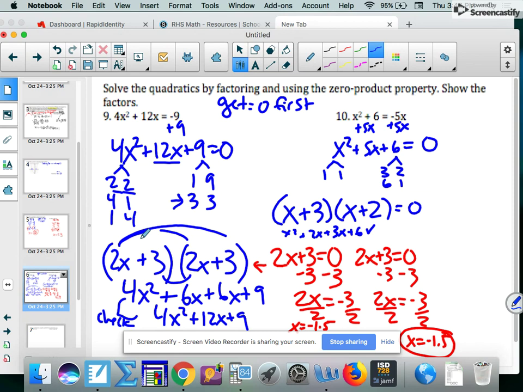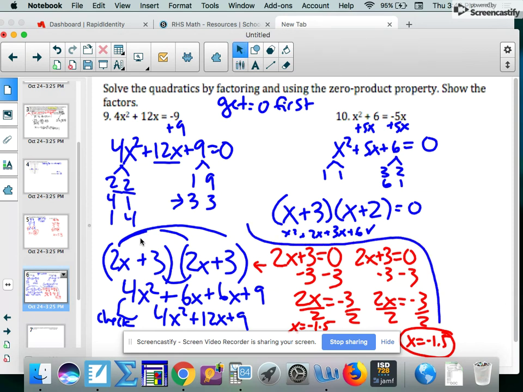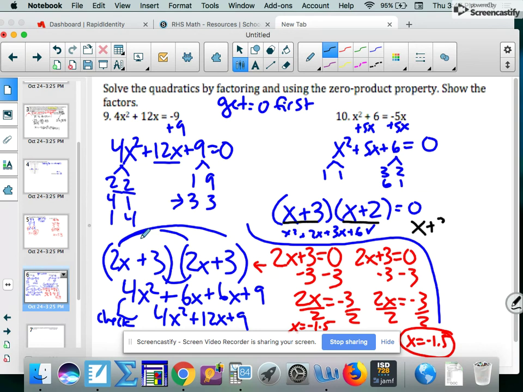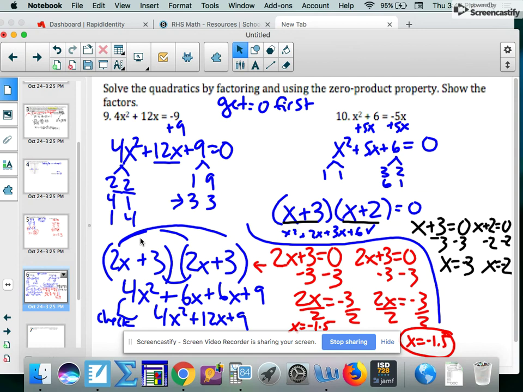So that's good. Now I just need to set both of these parentheses equal to 0 and solve. I subtract 3, subtract 2 for here. I get x equals -3 and x equals -2. And that's your two answers.